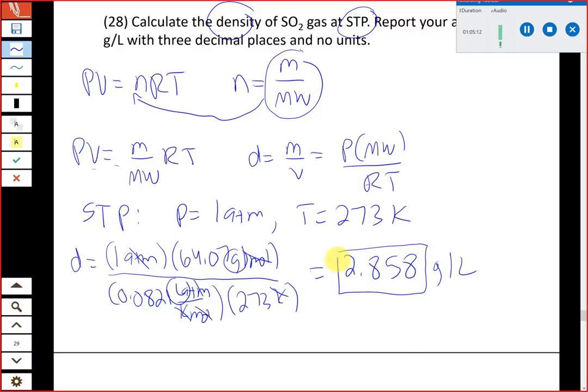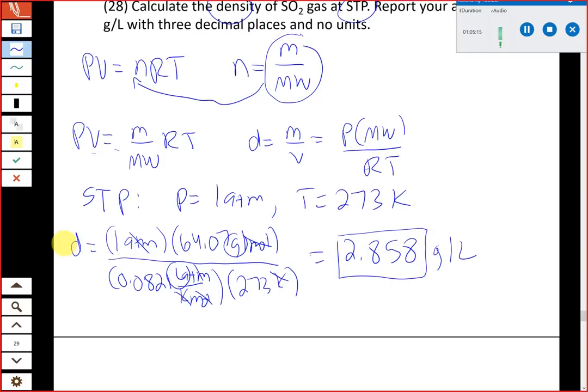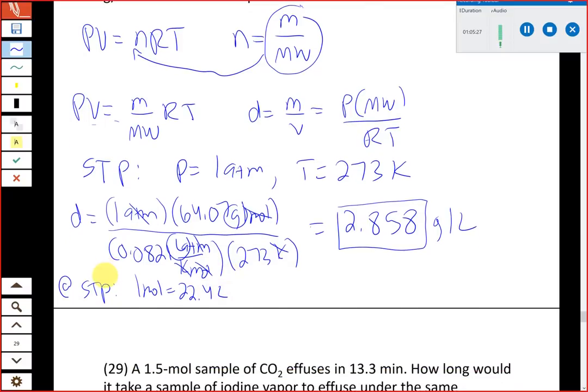There is another way of doing this, but I guess I can show it quickly. Another shortcut is that if you're at STP, 1 mole is equal to 22.4 liters for any gas. And so what you can do is you can say that we have a molar mass of 64.07 grams in 1 mole, and then multiply that by this conversion factor. 1 mole has a volume of 22.4 liters. And so moles cancel, and you would also get grams per liter that way. So that is a little bit of a shortcut.